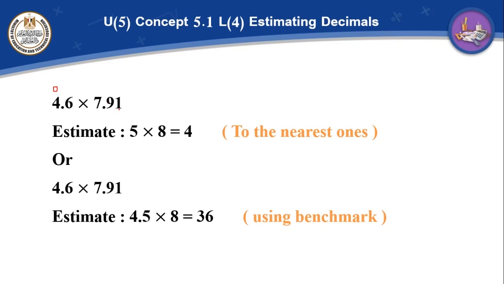7 and 91 hundredths, we also estimate to the nearest ones. The 9 is strong, so 7 is incremented by 1. So 7 and 91 hundredths is estimated to 8. 5 times 8 equals 40. Or, for 4 and 6 tenths by 7 and 91 hundredths, if we use a benchmark, we treat 4 and 6 tenths as 4 and 5 tenths, multiplied by 8, so you get 36, by using the benchmark.